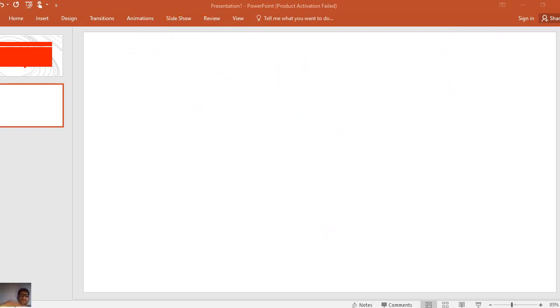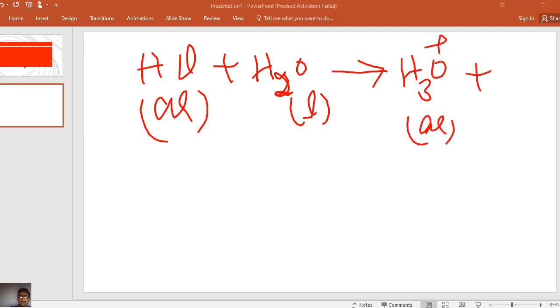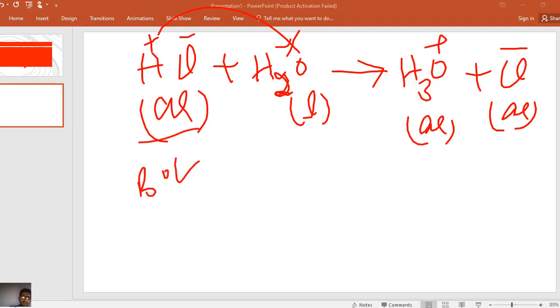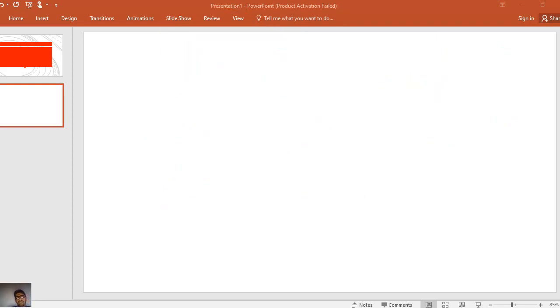Similarly, for example, HCl plus water gives H3O+, the hydronium ion, and Cl-, the chloride ion. So in this case, the HCl is the Bronsted-Lowry acid and the water is the Bronsted-Lowry base. So this is the Bronsted-Lowry acid and base.